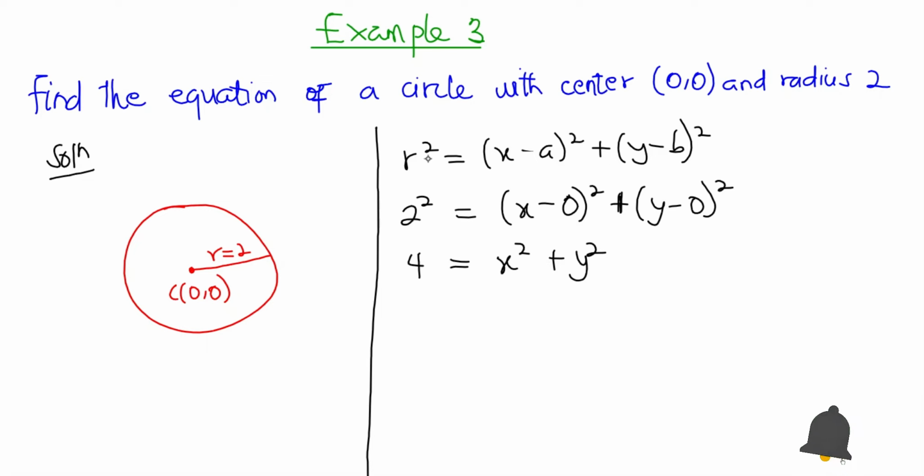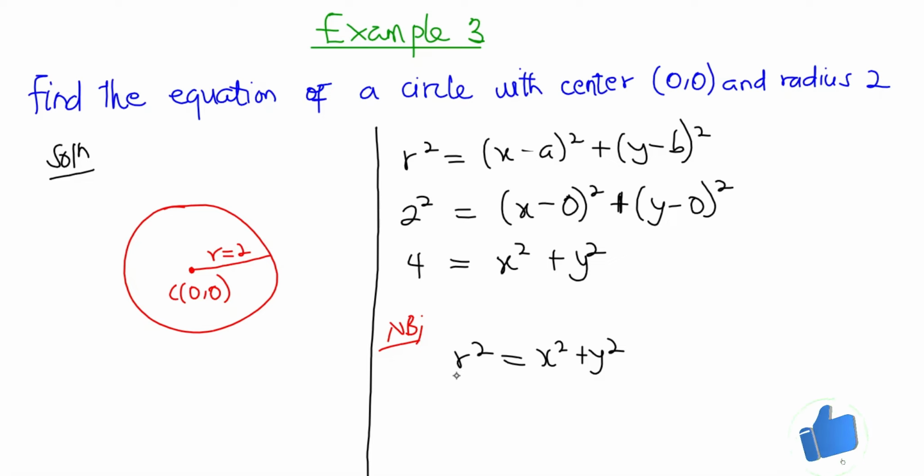Now this is what we have to note. For any given circle with center of 0, 0, you don't need to write r squared is equal to (x minus a) all squared. It's just by the formula r squared is equal to x squared plus y squared. Now, since there is no x and y from the question, we maintain them and then we substitute the value of r.